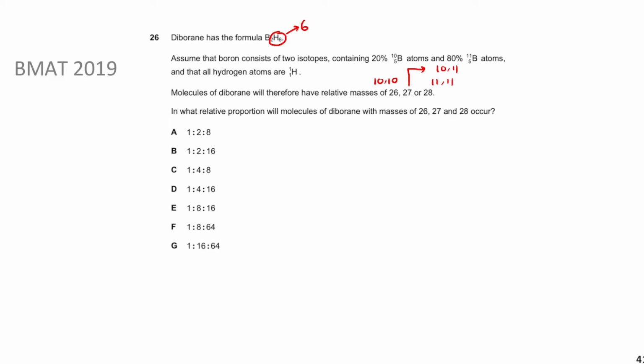Okay, so basically this is the probability. So what's the probability that I'll get a 10 isotope and another 10 isotope? So it's going to be 20%, which is going to be 1 in 5 times 1 in 5, which is going to be 1 in 25, right? And what's the probability I'm going to get a 10 and then an 11? Well, basically, let's assume the first one is 10 and then the next one is going to be an 11 isotope, so that's going to be 4 over 25.